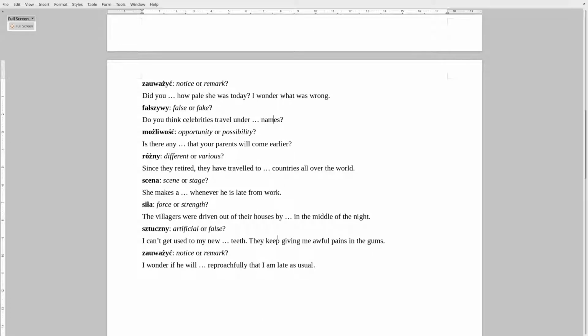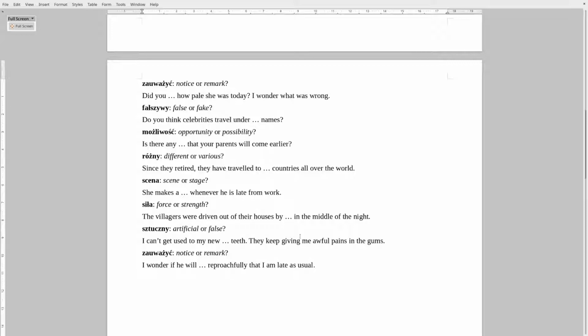Różny again, different or various. Since they retired, they have traveled to various countries all over the world. And using different wouldn't be an error here. Although usually when we talk about a variety of places or things, we prefer to use various.